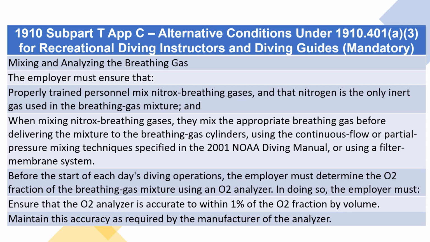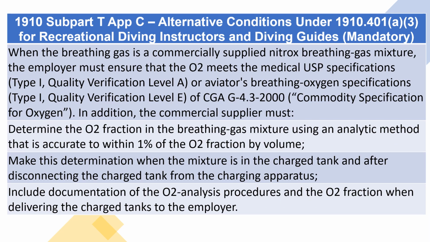In doing so, the employer must ensure that the O2 analyzer is accurate to within 1% of the O2 fraction by volume. Maintain this accuracy as required by the manufacturer of the analyzer. When the breathing gas is a commercially supplied nitrox breathing gas mixture, the employer must ensure that the O2 meets the medical USP specifications, Type 1, Quality Verification Level A, or aviators breathing oxygen specifications, Type 1, Quality Verification Level E, of CGA G-4.3-2000, Commodity Specification for Oxygen.